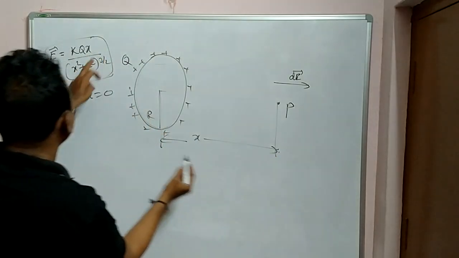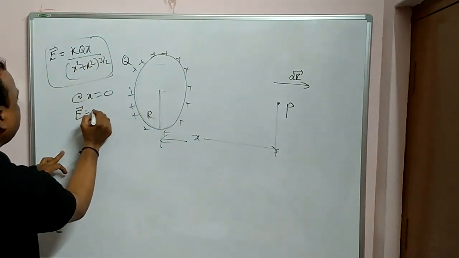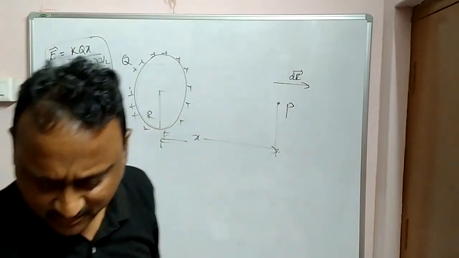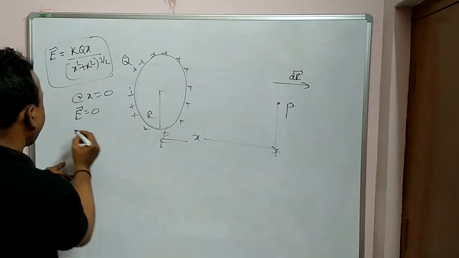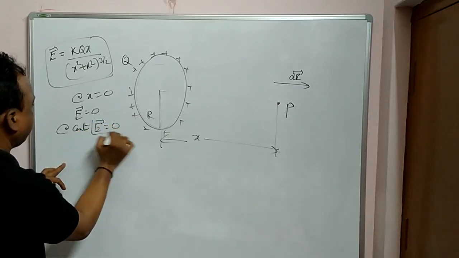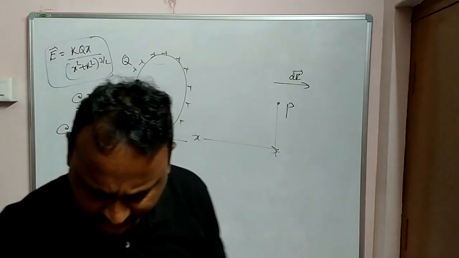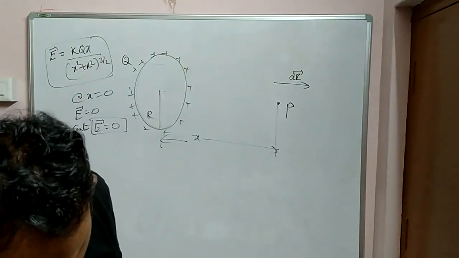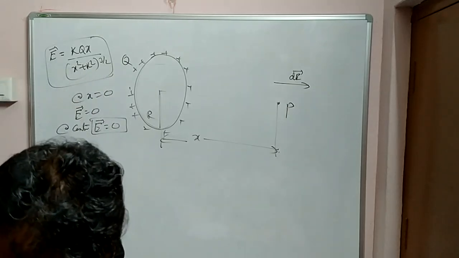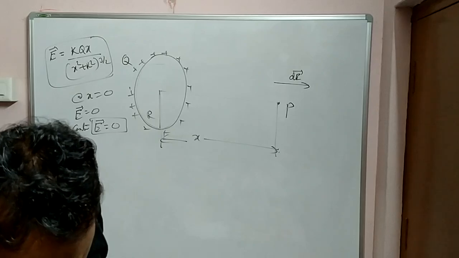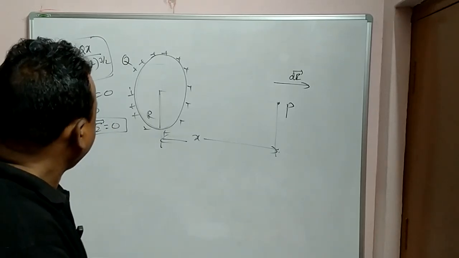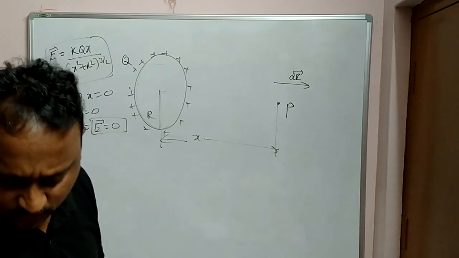x is equal to 0. Then what happened to E? It is 0, because it comes to the center. At the center, no charge is there. So E is equal to 0. So at the center, electric field intensity is equal to 0. Very, very important one. At center, E is equal to 0. And one more point I also told you. Please write down this one: at center E is equal to 0.